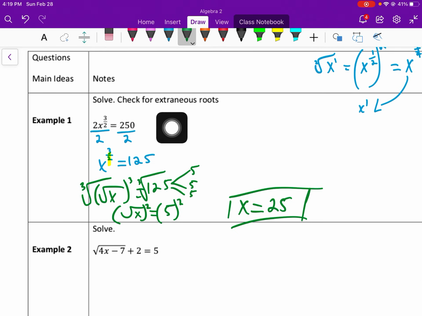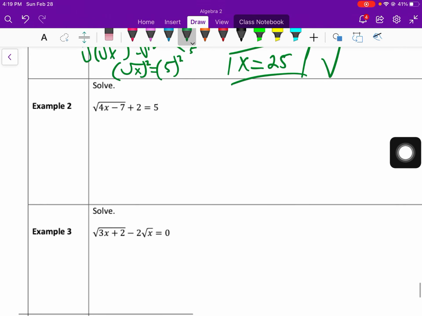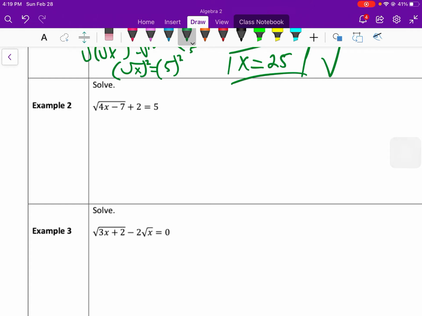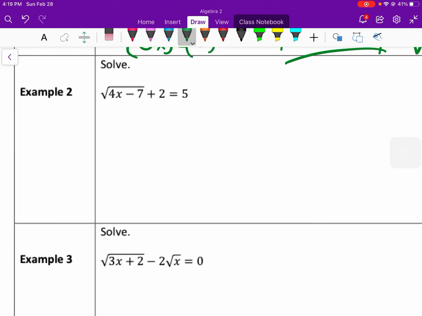Let's check for extraneous solutions. If we plugged in 25, there is no negative restriction. It would be the square root, 5 cubed is 125 times 2 is 250. So that works. You must check at the end to see if there is an extraneous solution.